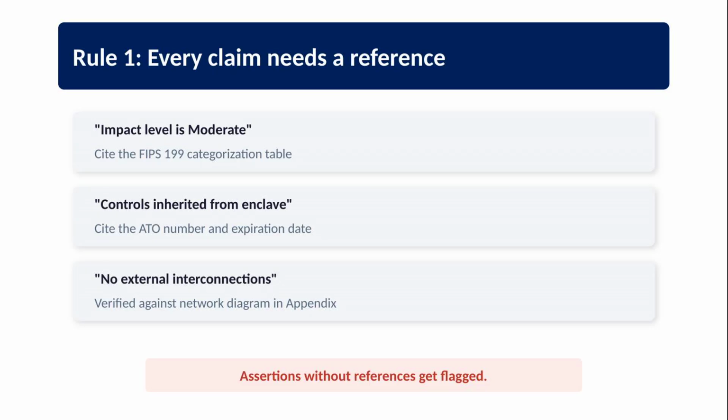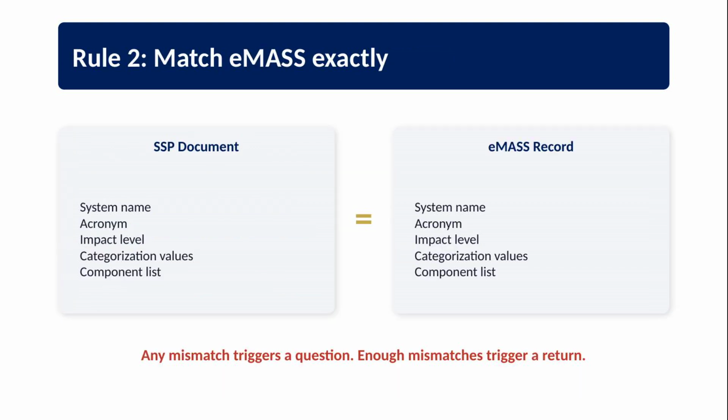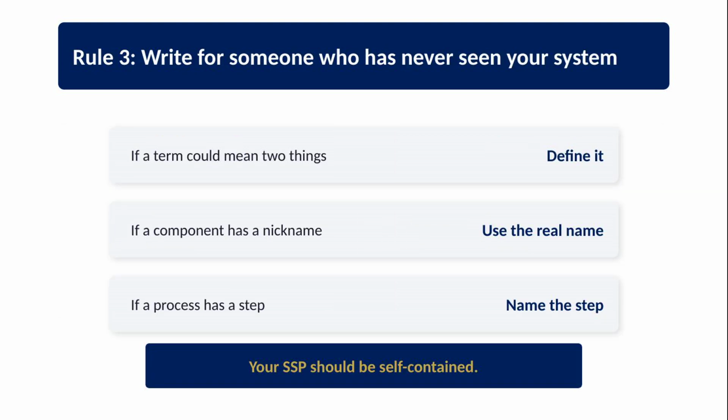3 rules that apply to every section of the SSP. Rule 1. Every claim needs a reference. If you say the system's impact level is moderate, cite the FIPS 199 categorization table. If you say controls are inherited from the enterprise enclave, cite the ATO number and expiration date. If you say there are no external interconnections, note that you verified this against the network diagram in Appendix A. Assertions without references get flagged.